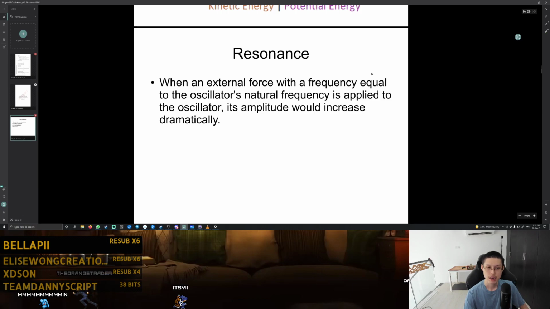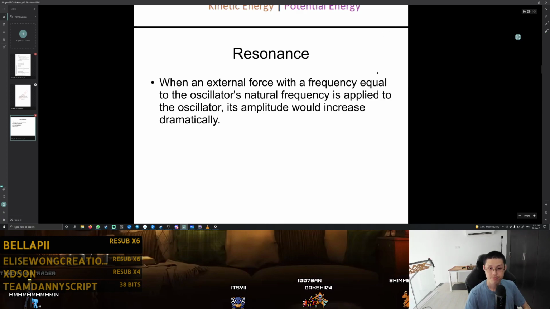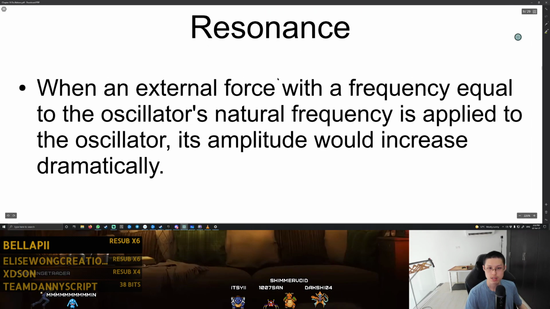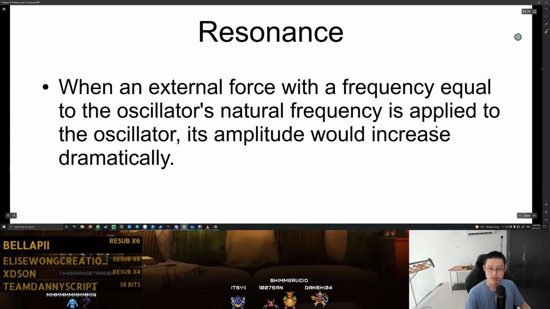Next up, we're going to look at the idea of resonance. So what is resonance? Resonance is what happens when an external force with a frequency equal to the oscillator's natural frequency is applied to the oscillator. Its amplitude would increase dramatically.